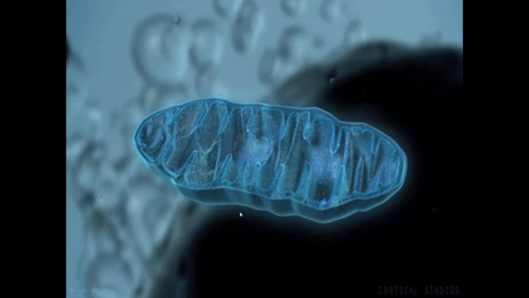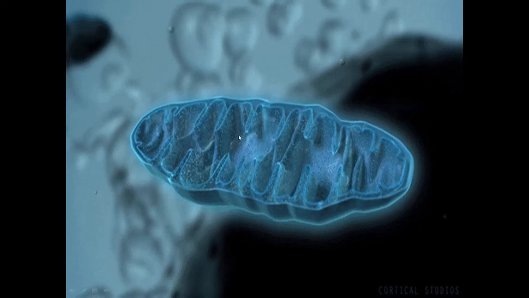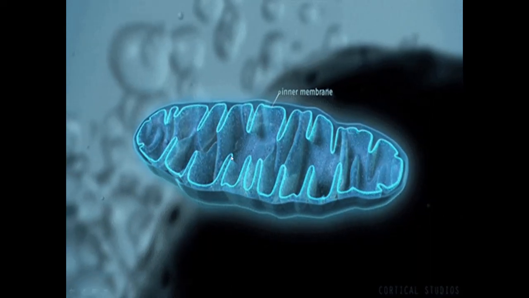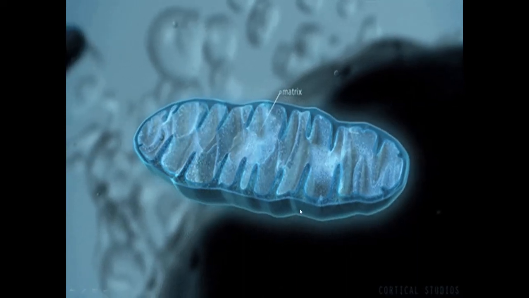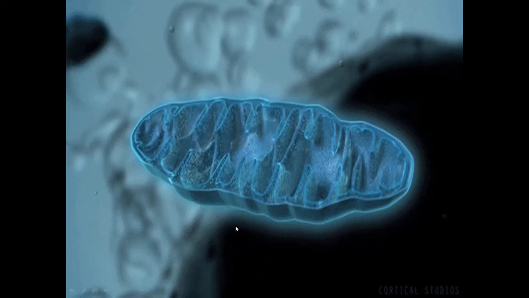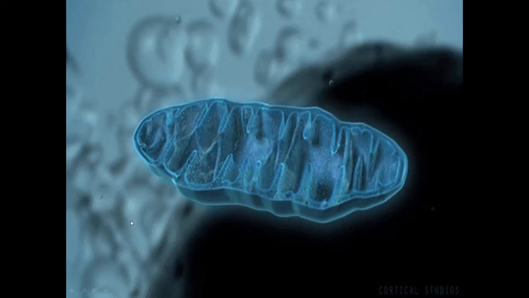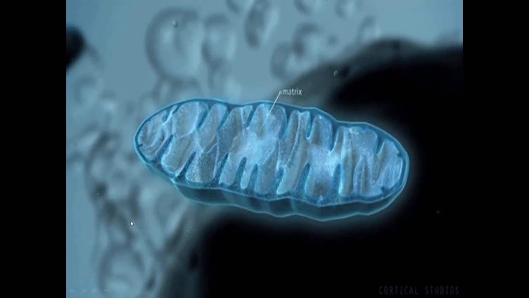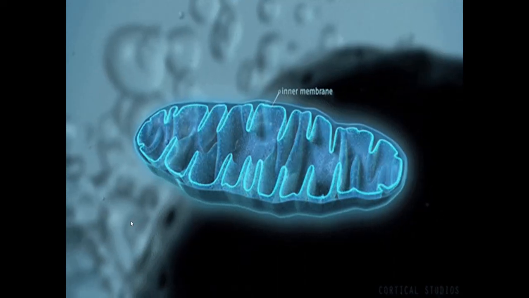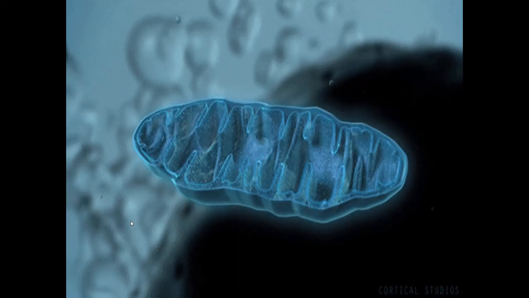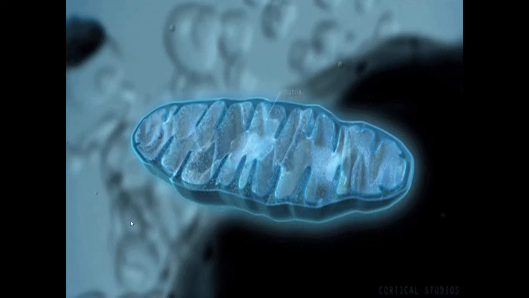So here you can see folds. It has many folds called cisternae, and the inner membrane has a fluid, and this fluid is called matrix. Mitochondria are the sites of respiration in the cell. They use oxygen to break down glucose into carbon dioxide and water. This process releases energy which is stored in a molecule called ATP. Hence, mitochondria are called powerhouses of the cell.